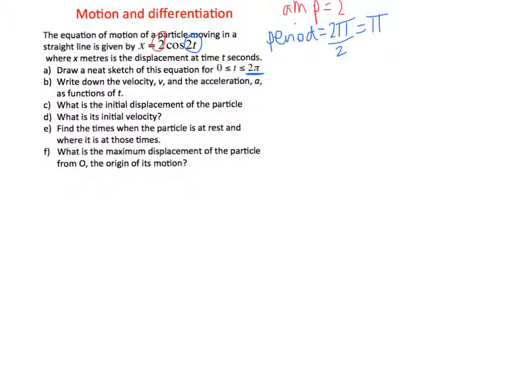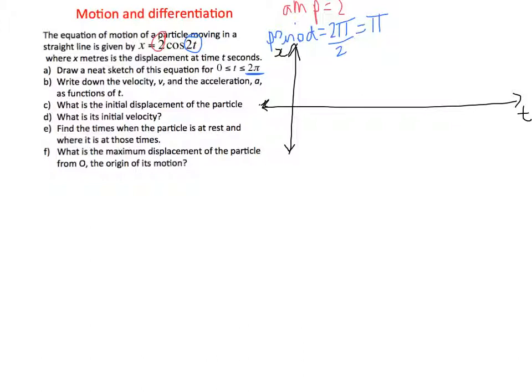So let's draw in our axes. This x-axis is going to be t. The y-axis is going to be our displacement, x. We don't really need negative values of t because t is not going to be negative. When t equals 0, you get 2 times cos of 0. Cos of 0 is 1 times 2 is 2. So we're going to start up at 2.